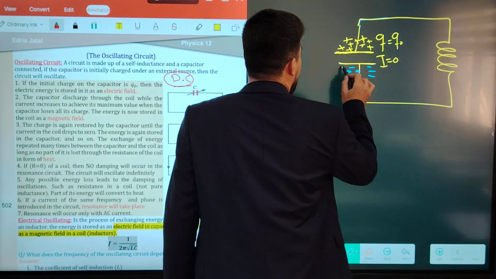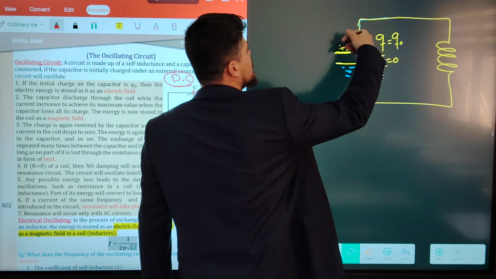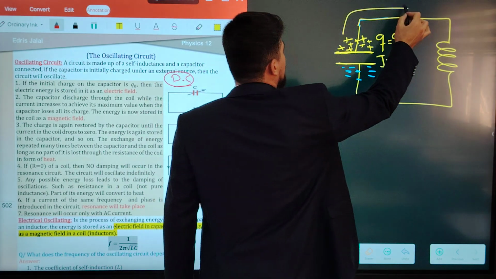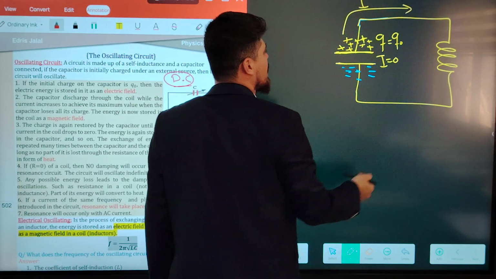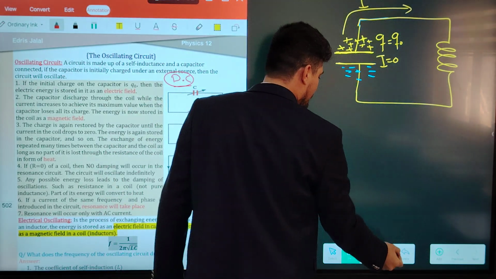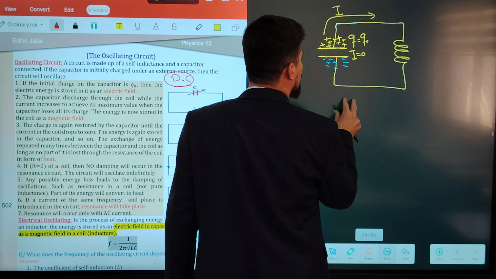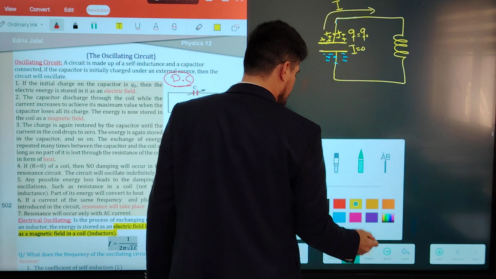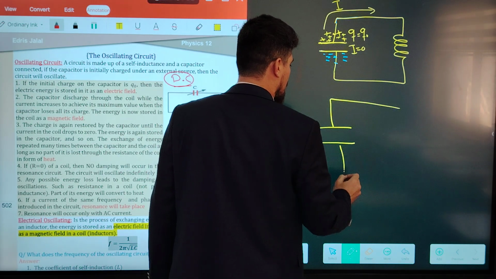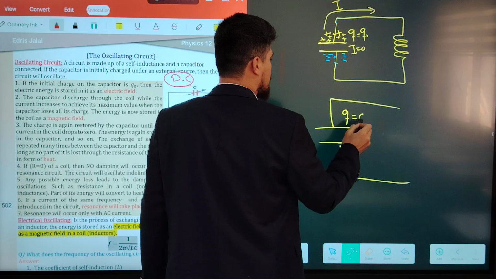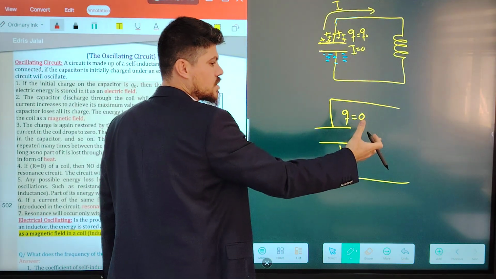The electrical energy is stored in this capacitor. The capacitor tries to release this electrical energy, so by discharging the capacitor, the current flows through the inductance. When the charge flows through the wire and goes to the inductance, guys, look, the charge becomes 0. Why? Because the capacitor becomes discharged.